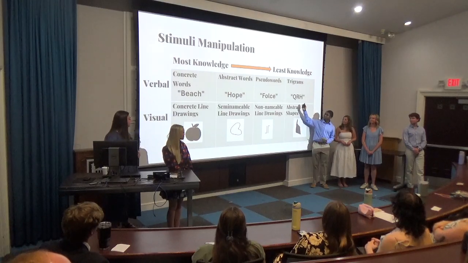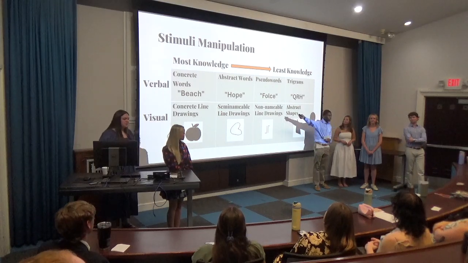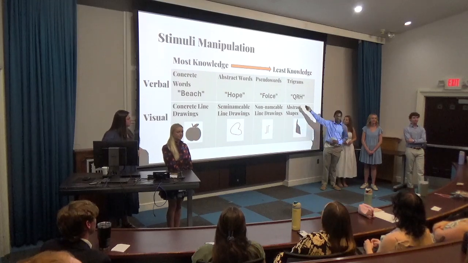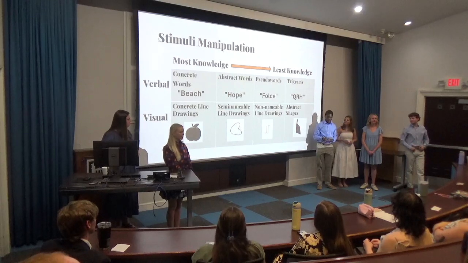In this, there is a linear progression from the most knowledge to the least amount of knowledge utilized, in which concrete words and concrete line drawings are more nameable and identifiable, while trigrams, a group of 3 consonants, and abstract shapes have the least amount of nameability.